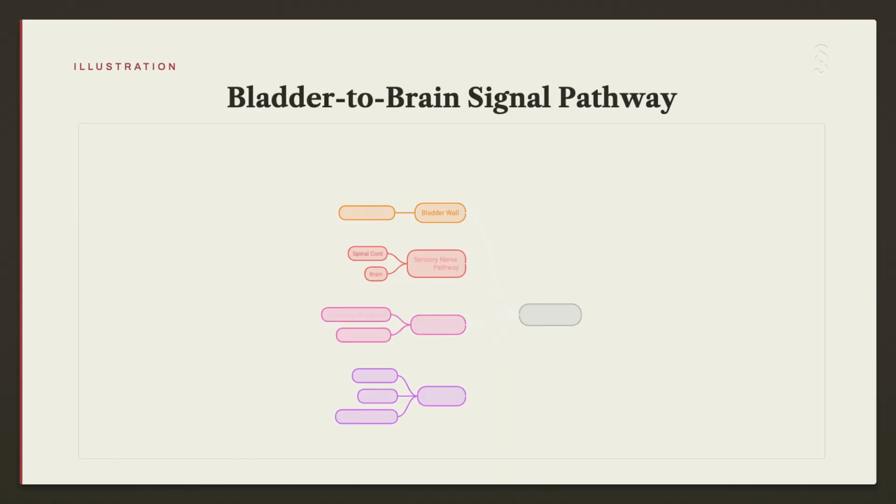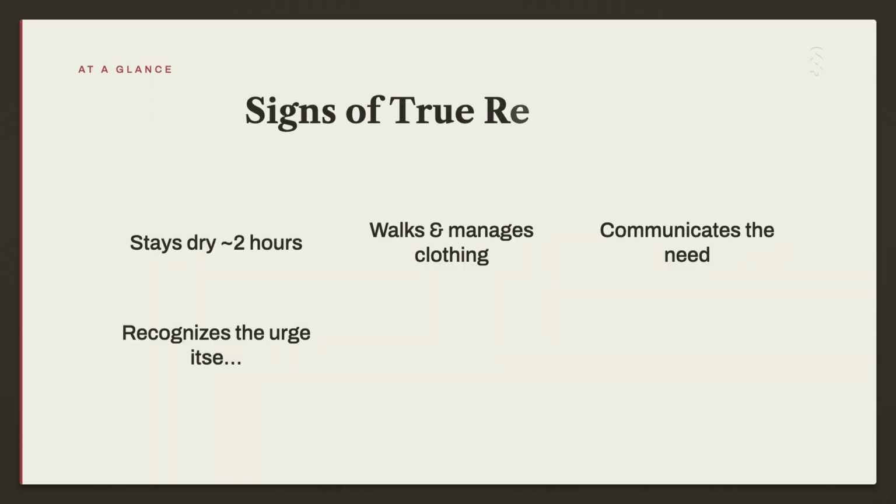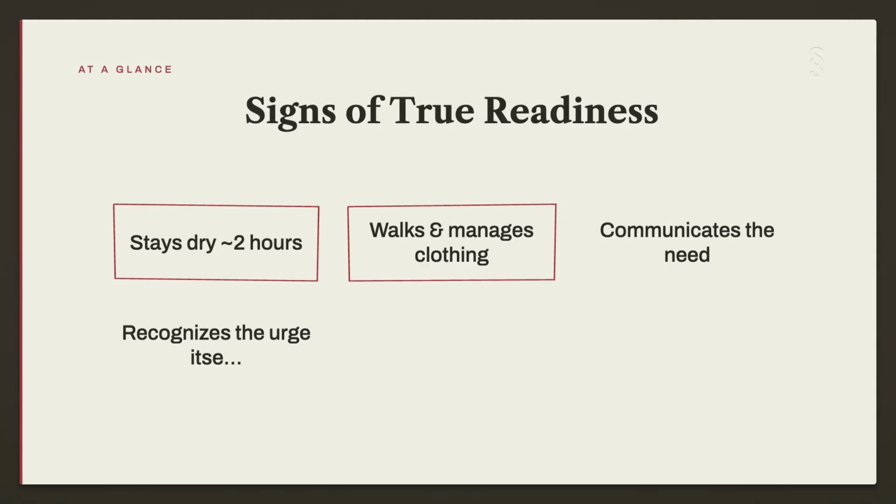The stretch receptors in the bladder wall send a signal up the spinal cord, but only once that pathway to the brain is mature does the signal reach conscious awareness. That's the moment a full bladder becomes a recognized sensation instead of just an automatic reflex. Several capacities have to arrive together: staying dry for a couple of hours, the motor skills to walk to the bathroom and manage clothing, enough language to communicate the need, and interest in imitating others.